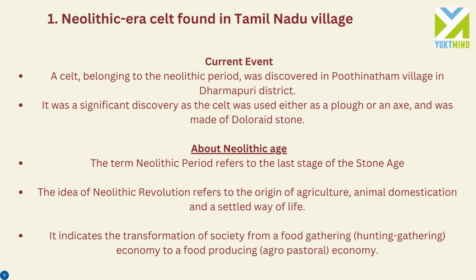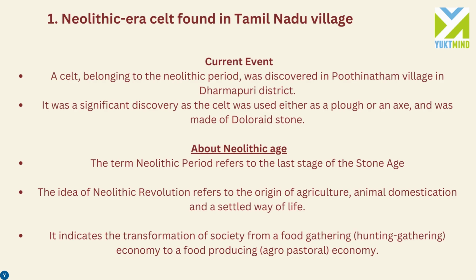The term Neolithic period refers to the last stage of the Stone Age. We should know about the time scales of the Stone Age. First and the oldest Stone Age was Paleolithic, which existed from 5 lakh BCE to 10,000 BCE. Second was the Mesolithic period, which existed from 10,000 BCE to 6,000 BCE. Third and the last was the Neolithic age, which is 6,000 BCE to 1000 BCE.